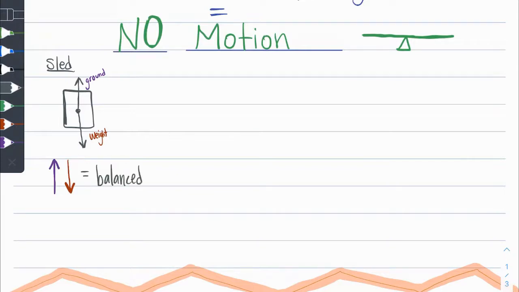And when it's balanced, there's no motion. Imagine a sled that's just sitting there. There are forces acting on the sled. One of them is the weight, and the other one is the force of the ground pushing back up on the sled so the sled doesn't go through the ground. But there's no motion, even though there are forces being applied to this object.